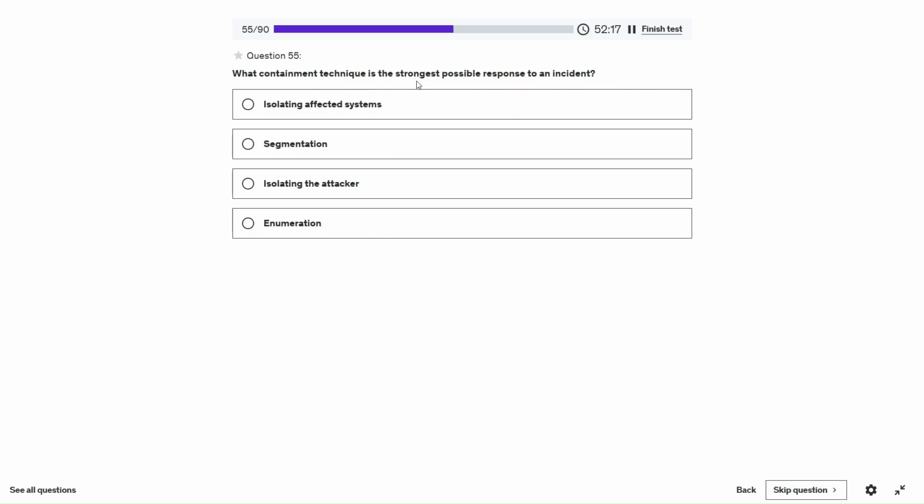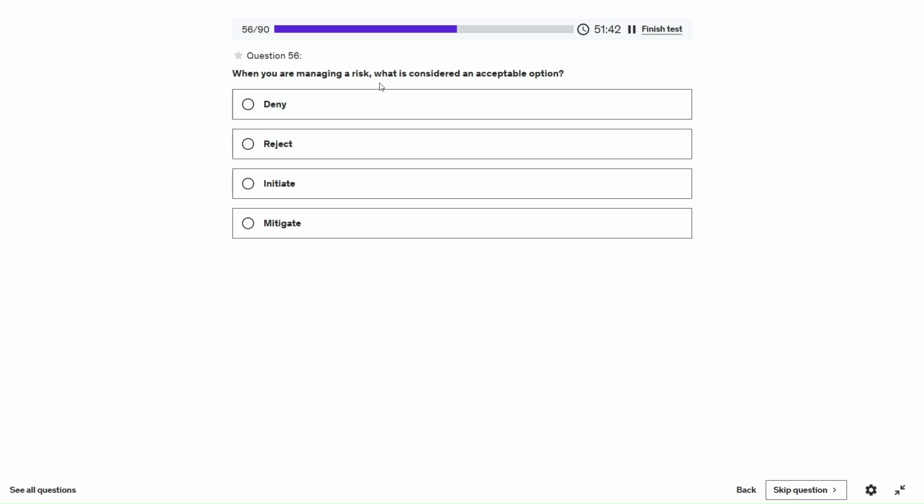What containment technique is the strongest possible response to an incident? Okay, containment technique. Remember this word. Containment is when the attack has happened and you are stopping that error from happening. So it's always isolating the affected system. If the attack has taken place, isolate the victim system.